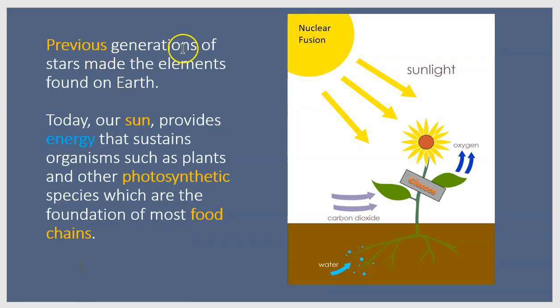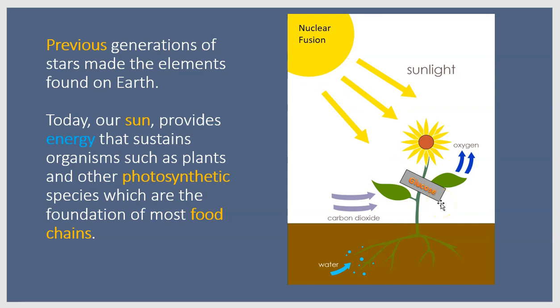Now, previous generations of stars made the elements found on Earth. So our sun is busy making the kinds of elements that we find in our bodies. But that process is quite removed from us right now. It's happening inside our sun. For us here on Earth, what's really important is the energy that is emitted from the sun. Today, our sun provides energy that sustains organisms such as plants and other photosynthetic species, which are the foundation of most food chains. So in the history of life on Earth, some living things evolved the ability to harness sunlight energy, to use the sun's energy, capture that energy to power some interesting chemistry.